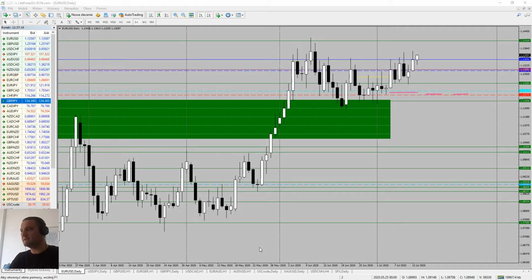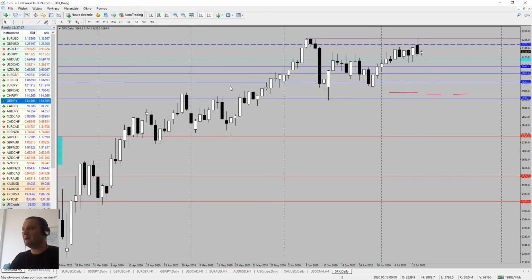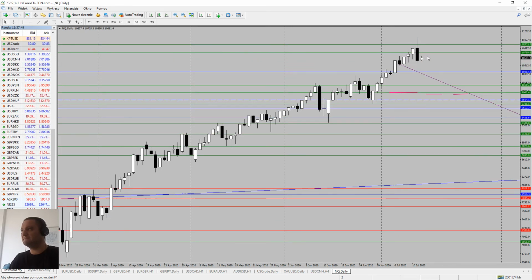Now when it comes to the indices, very quiet session here during the London hours. S&P a little bit above the daily open, but we discussed yesterday evening that S&P was a bit stronger, looks better than the Nasdaq, but nothing extraordinary on S&P pre-market right now. Nothing extraordinary when it comes to the Nasdaq pre-market.